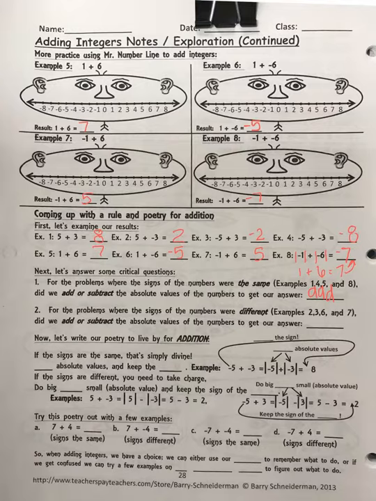If we started with 2 positives, we ended with a positive. When we added 2 positive numbers, we ended with a positive. When we started with 2 negative numbers, how did we end? Negative. We added the absolute values to get the sum, but then the sign stayed the same. For problems where the signs of the numbers were different, like examples 2, 3, 6, and 7, did we add or subtract the absolute values of the numbers to get our answer? We subtracted.